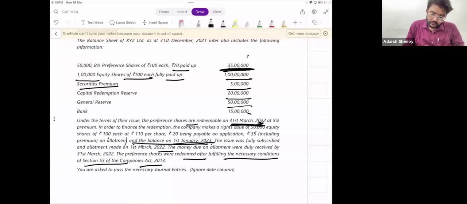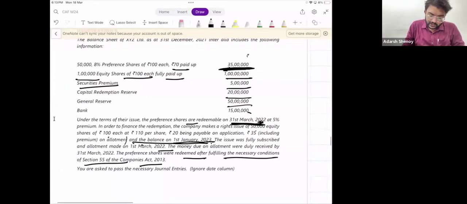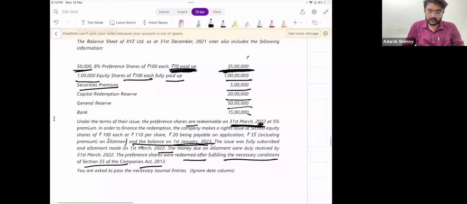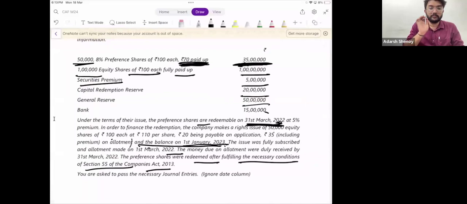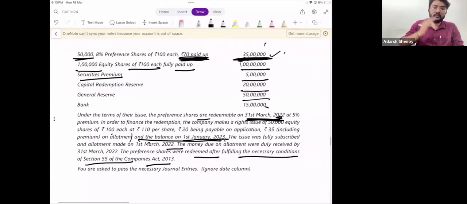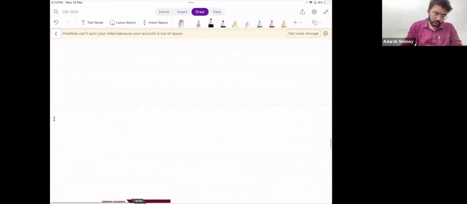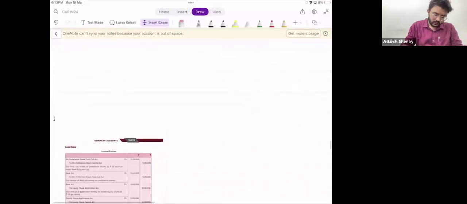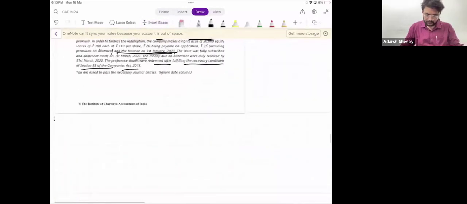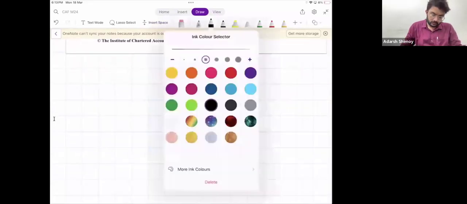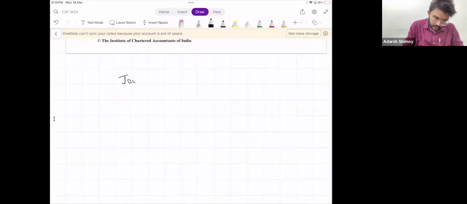We are going to redeem these preference shares, which are right now partly paid. There are 50,000 partly paid preference shares. As I mentioned earlier in this session, I can't redeem partly paid shares, so we'll first convert them into fully paid shares, and then talk about redemption. So let's start with the journal entries first, and then we will talk about the redemption. One small working note is there, which we'll do in between the solution.